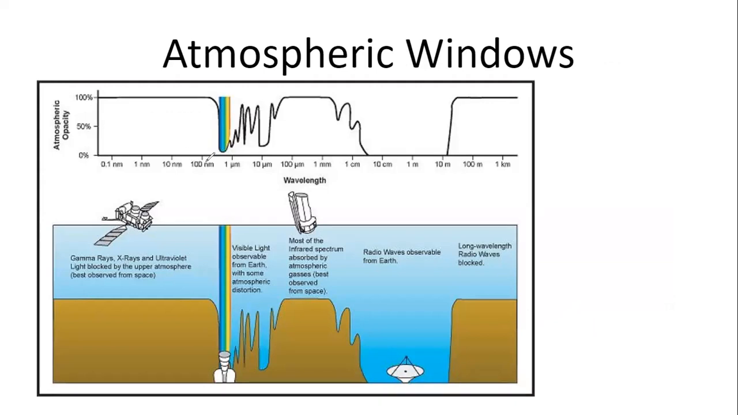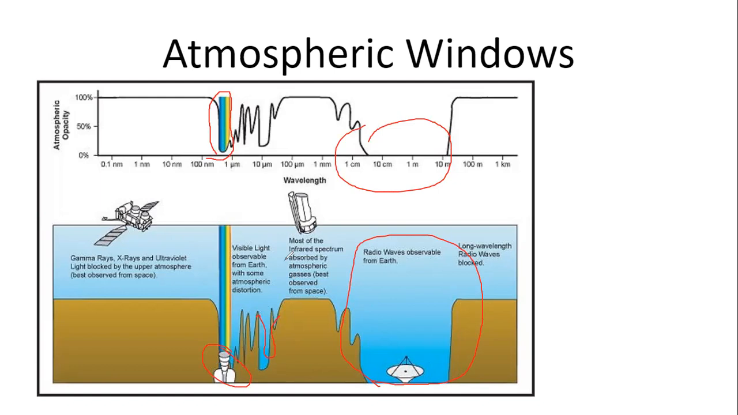So if we were to take a look at that, we can see that the visible window is right here. That's why we see in color. So that's visible light. It penetrates all the way to the ground. Here you can see there's a window too. That is where radio waves are. So we can detect visible light and radio waves from Earth's surface. But here we can see some other little dips. That is for part of the infrared spectrum.